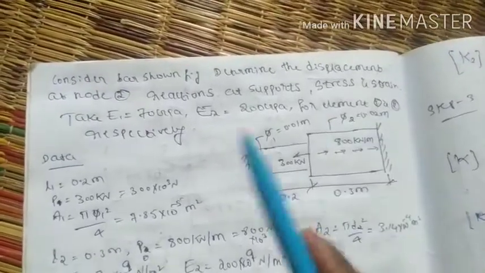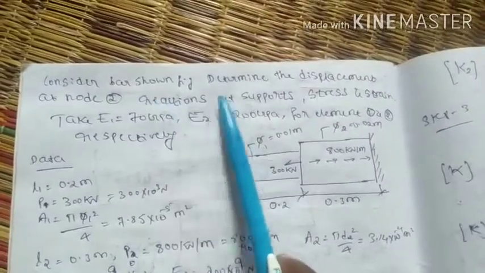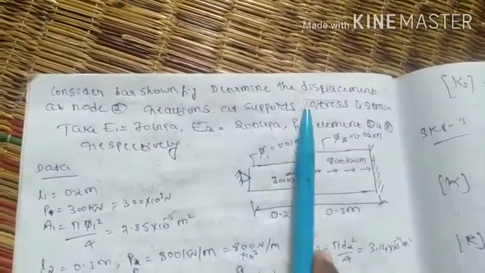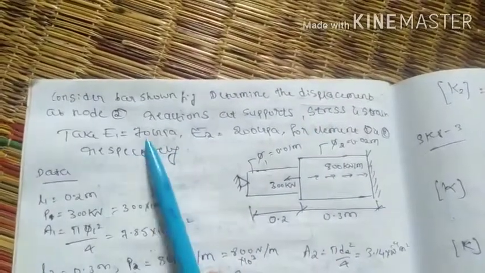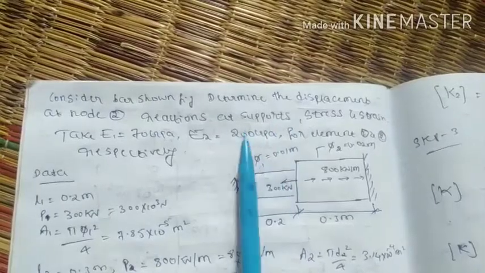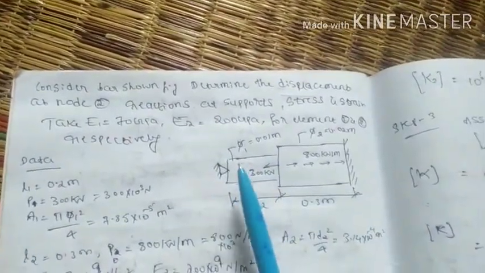Next, moving to the next problem on stepped bar. That is, consider the bar shown in the figure. Determine the displacement at node 2 and the reactions at the support, stress, and strain. Take E1 is 70 GPa and E2 is 200 GPa for elements 1 and 2 respectively. That means this is also a kind of same as the previous problem.